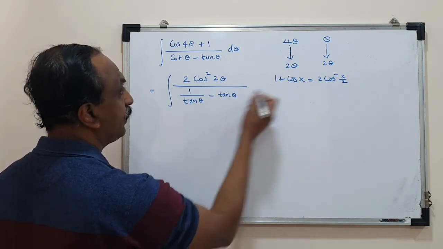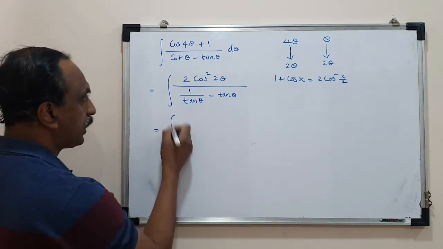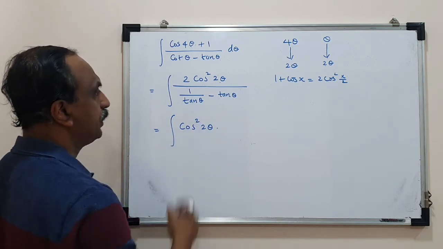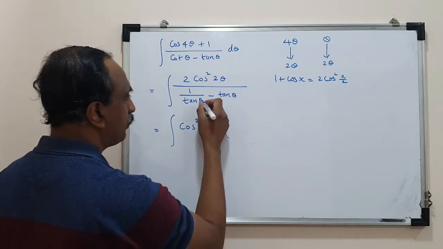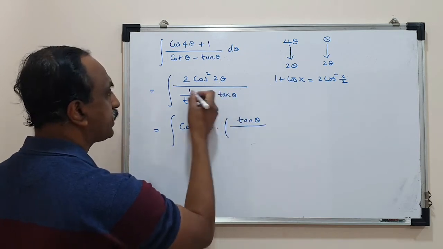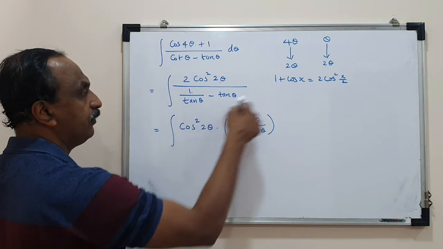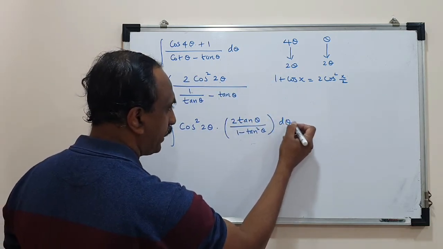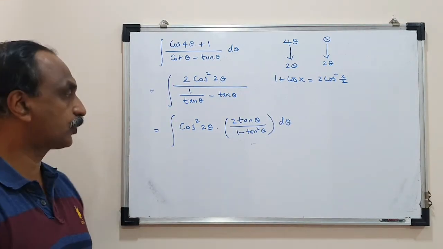Because I have the formula for 2 theta in terms of tan, if I convert this, cos square 2 theta will come here. Let me combine this using the LCM. When you take the LCM, tan theta will be the numerator and 1 minus tan square theta will be in the denominator. The LCM went to the numerator, and this 2 also is here, and I have ended up in a perfect formula: 2 tan theta upon 1 minus tan square theta.